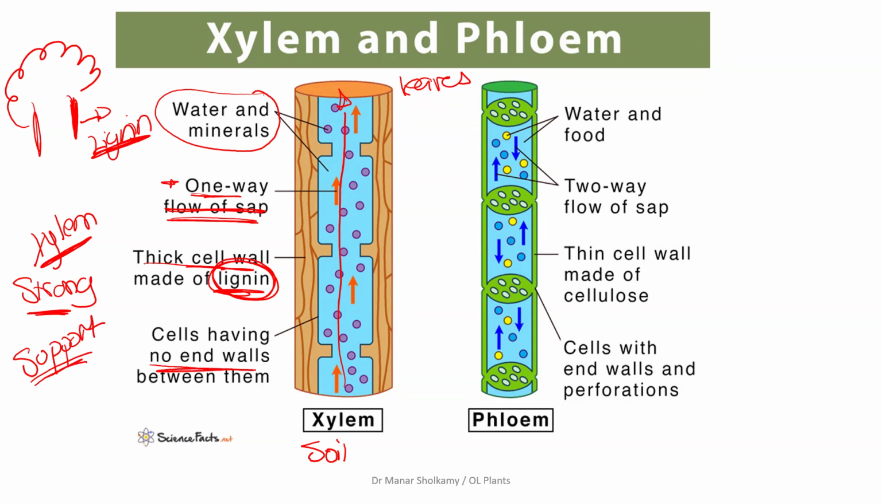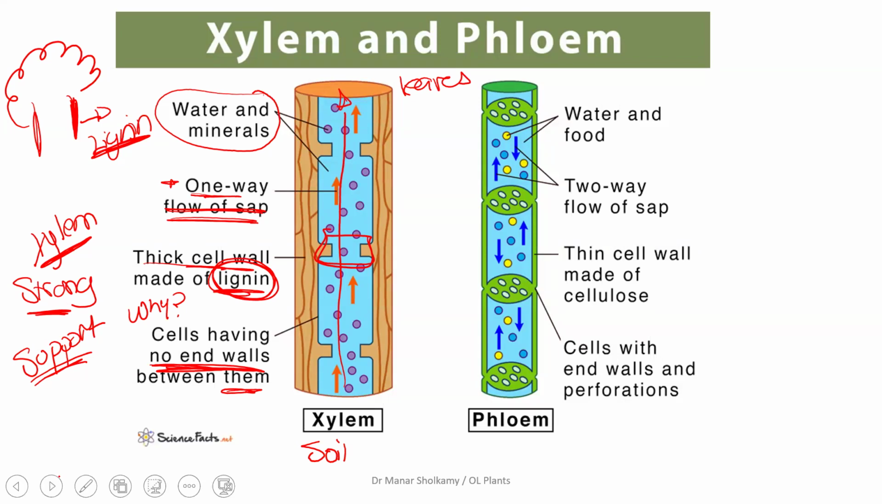Cells have no end walls. See, these end walls are completely broken down between them. Now, why don't they have any end walls? Because we want it to be hollow, correct? Because we want the water to move up.